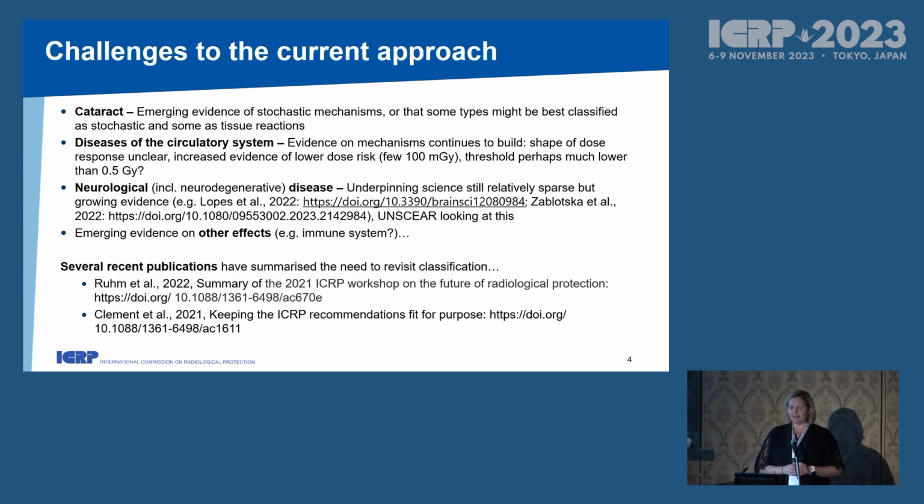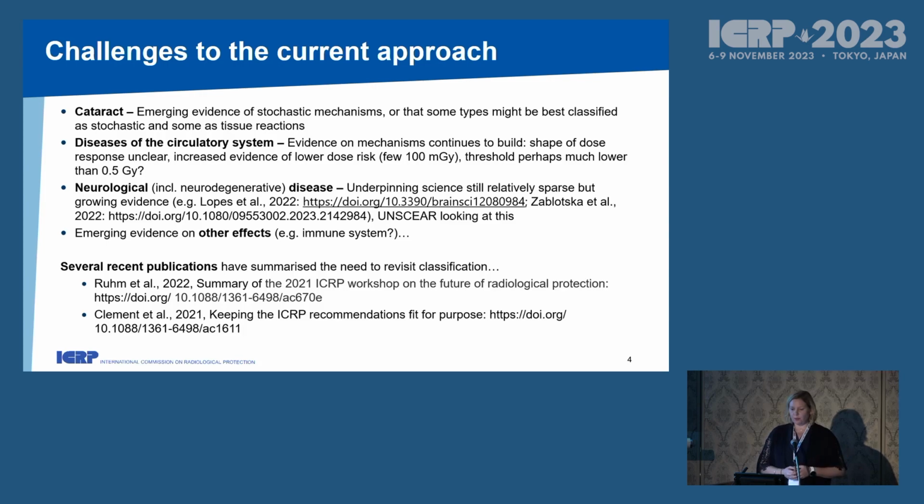The problem is that there are some old data and some new data that suggest this might not be the best way to view the different types of things that radiation can do in terms of public health. So this slide represents what will probably be tens or even maybe hundreds of pages within the final report. So it is a very, very brief summary of some of the challenges that may indicate it's time to revisit the classification.